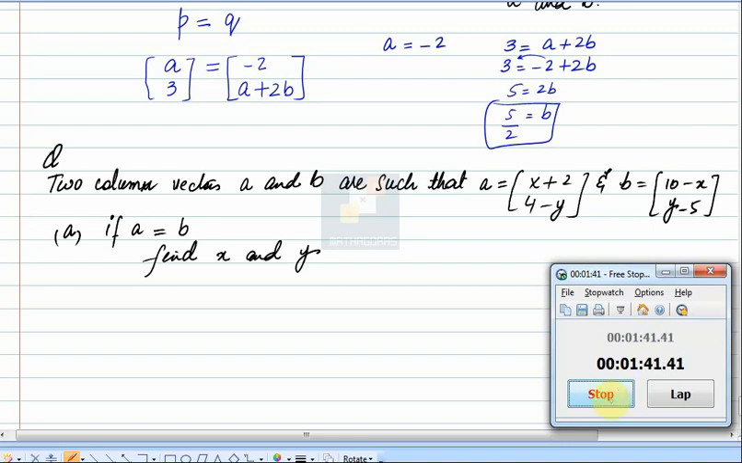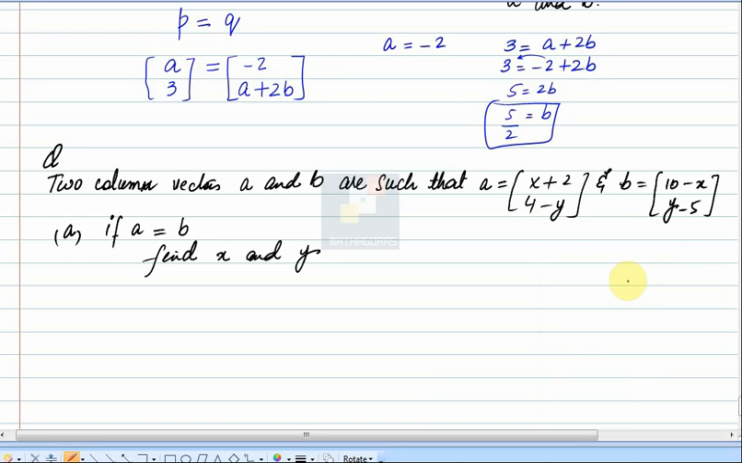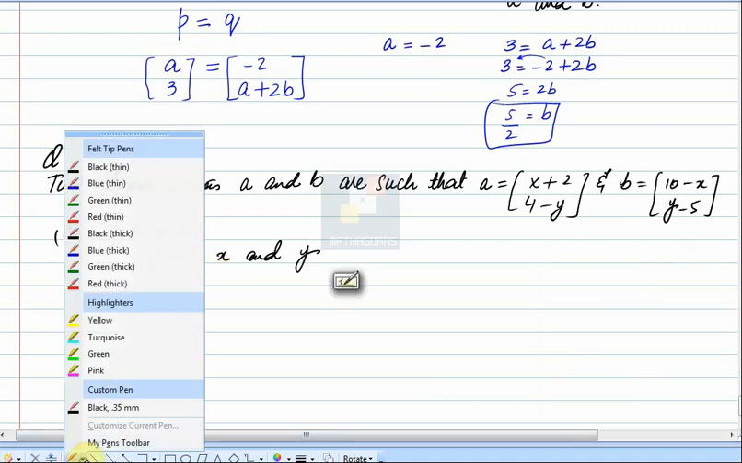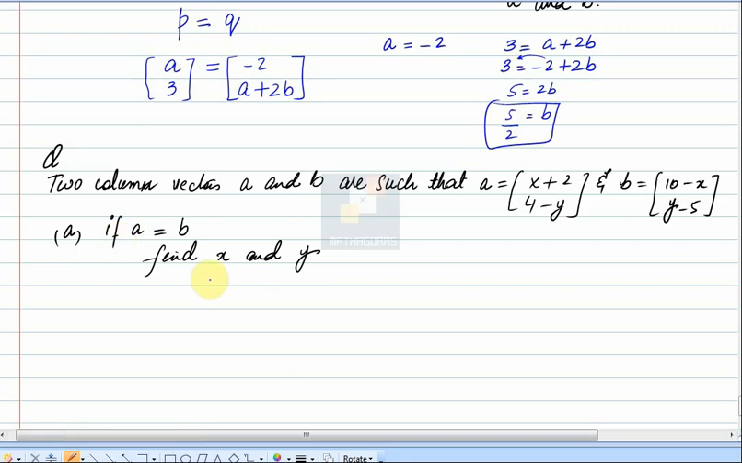Alright. I hope that now you all have attempted the first part. It says A is equal to B. So the vector A is (x + 2, 4 − y) and vector B is (10 − x, y − 5), right? After that you need to equate these two.